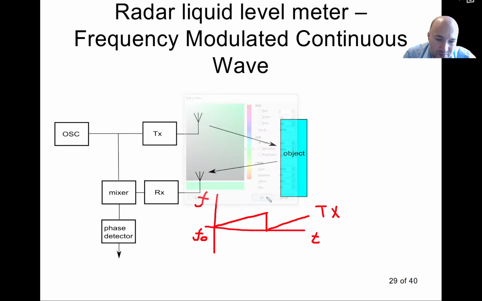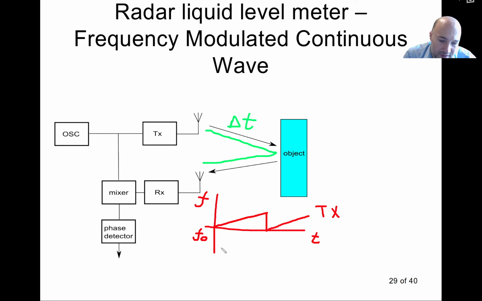Now our signal propagates through open space. From the antenna it goes to our object, and then it gets reflected and we can receive it at our receiving antenna. But this transmission from here to there will take some time. Let's call that delta t. So what we will see here on the receiving side? Well, we will definitely see the same shape. The frequency change will be the same, but there will be some time delay between the signal that I'm sending right now and the signal that I'm receiving right now.